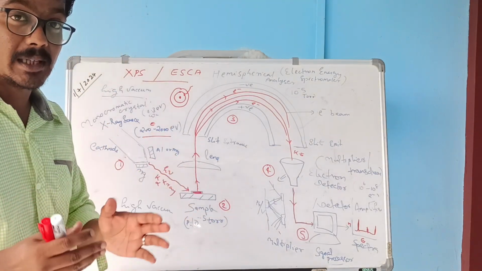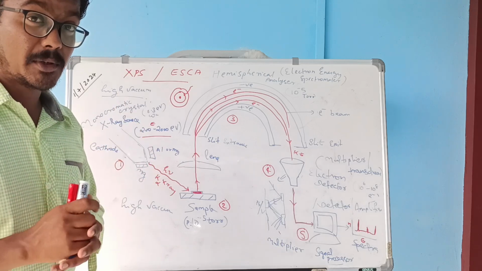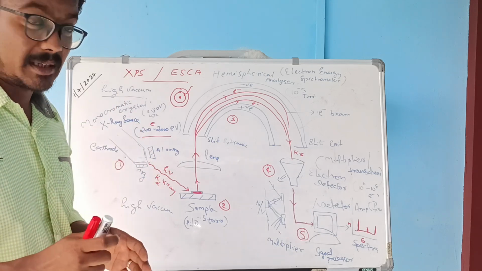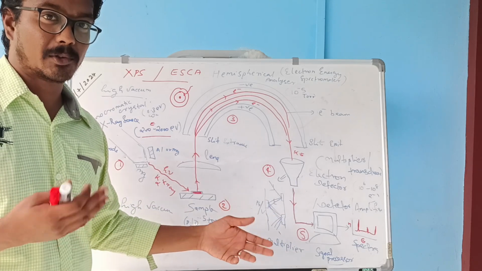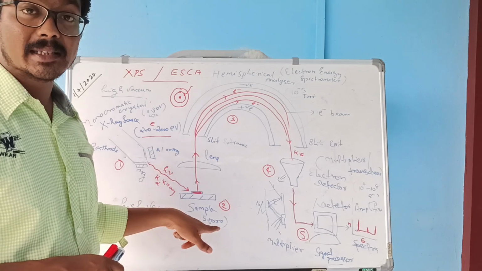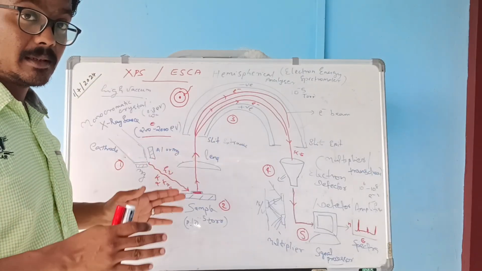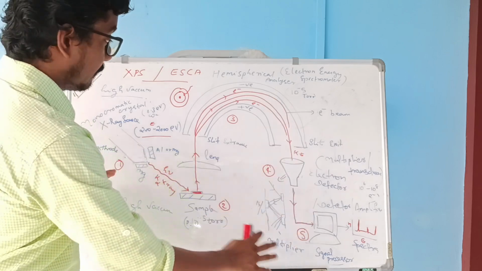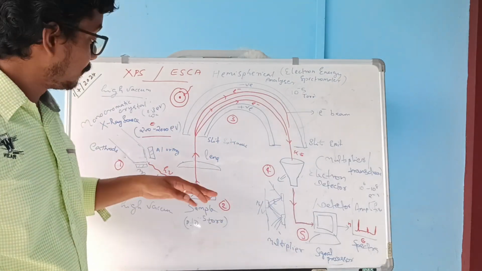The sample holder must be in high vacuum in order to avoid any contamination. If any contamination is there, the result will be wrong. So it should be at a pressure of 10 raised to minus 5 torr. Torr is the pressure unit. The entire equipment must be in a vacuum in order to avoid contamination or dust.